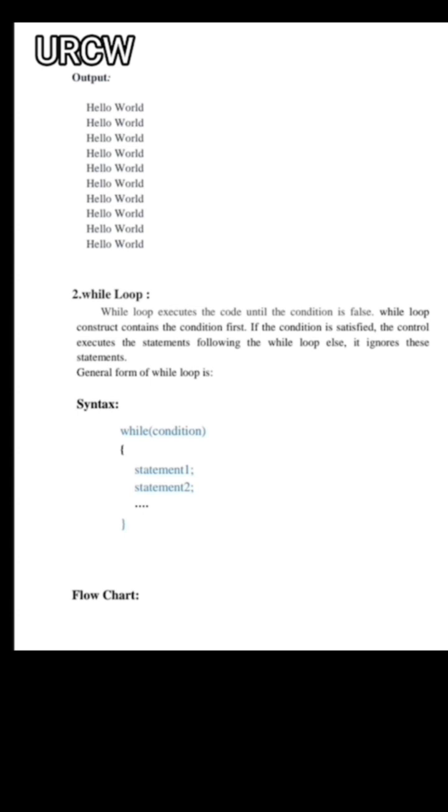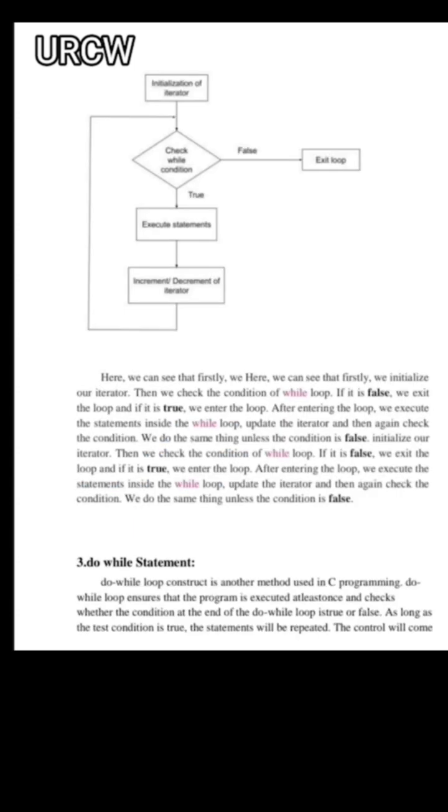Next, while loop. While loop executes the code until the condition is false. While loop contains the condition first. If the condition is satisfied, the control executes the statements following the while loop, else it ignores these statements. The general form of the while loop is while, condition, statement 1, statement 2, and closing brace. Here we can see first the initialization expression. Then we check the condition of while loop. If it is false, we exit the loop, and if it is true, we enter the loop.